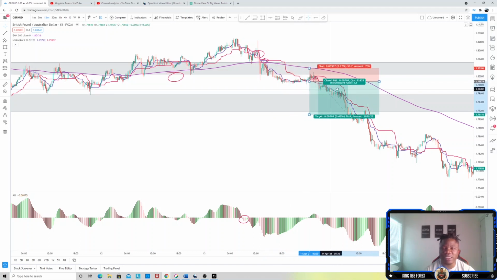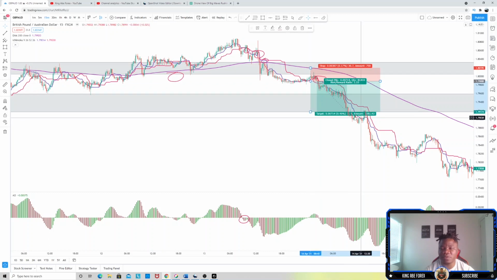Now if you had entered right over here where we had the retest and the Tenkan Sen crossed the Kijun Sen again, we're going to be looking at our take profit being 71 pips. Our risk to reward ratio was 2 to 3. Very good trade right there.